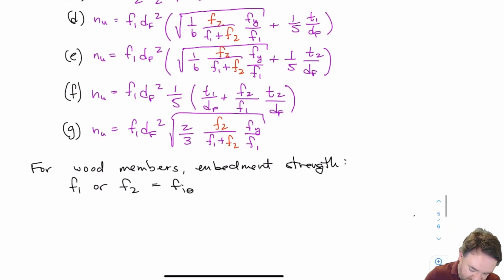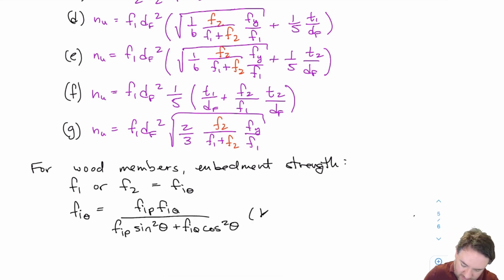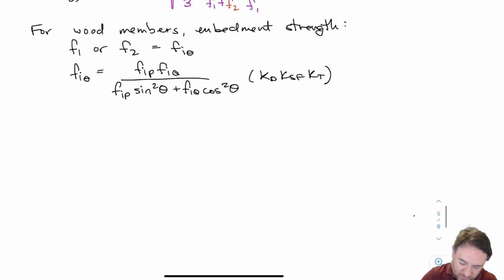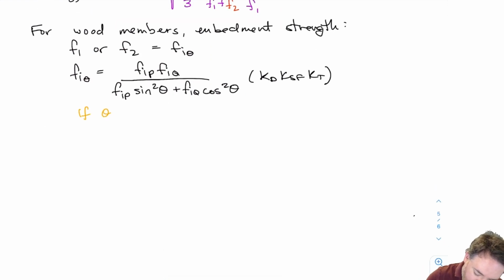So F_i theta, the i is either F1 or F2, and the theta means at an angle to grain. So F_i theta is basically an interaction equation that looks like this. And there's the KD, KSF, KT as well that's brought into the embedment strength equation like we talked about before. So this interaction equation takes into account the interaction between parallel to grain strength of embedment and perpendicular to grain strength of embedment. So P is the parallel to grain one, Q is the perpendicular to grain one. You can imagine that, for example, if, let's say theta, okay, so theta is like this. So here's my piece of wood.